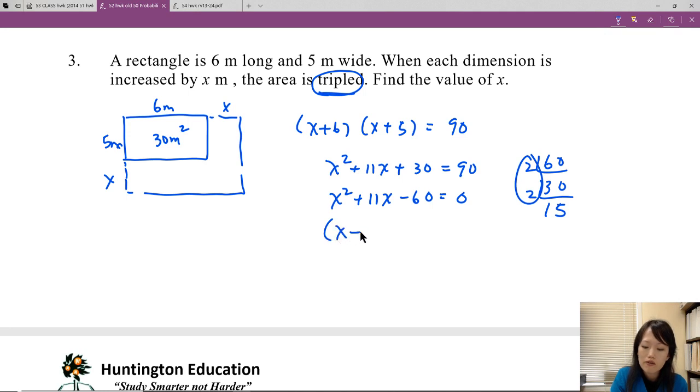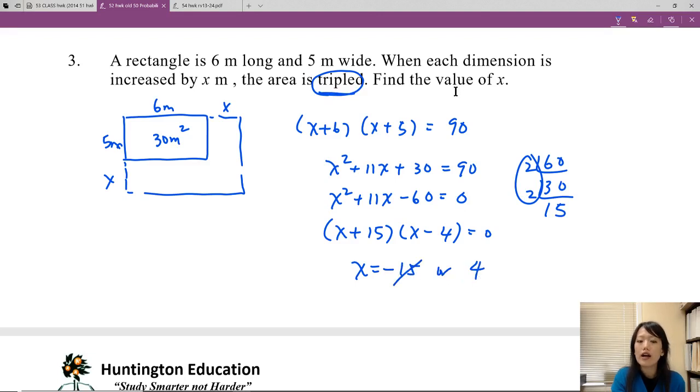So that means I need 15 to be positive and the 4 to be negative. I have x equals negative 15, can't be negative, that's out, or positive 4. So now find the value of x. X happens to be 4, there's nothing else to do. So it's 4 meters. Okay, next one.